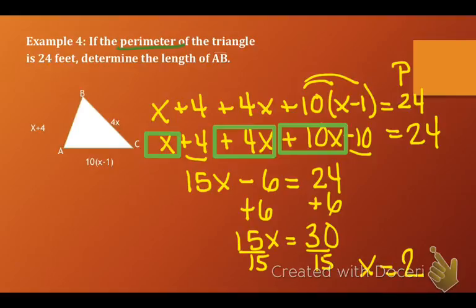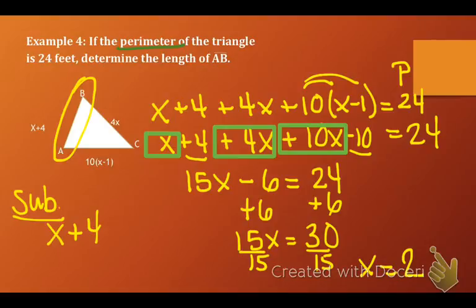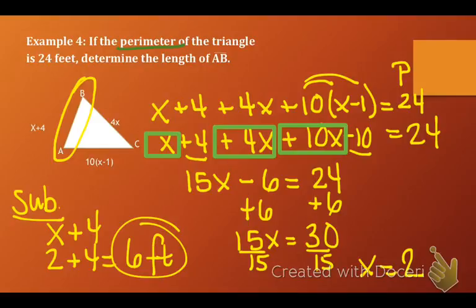Now that's just the value of x, but we are asked to find the measurement of side AB. So you're going to substitute to get that. X plus 4 is the side length, so you're just doing 2 plus 4, which would be 6, and the measurement here is measured in feet, so that side of the triangle is 6 feet long.